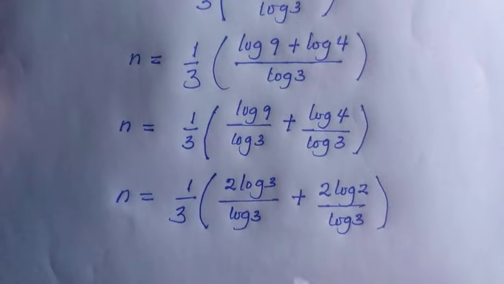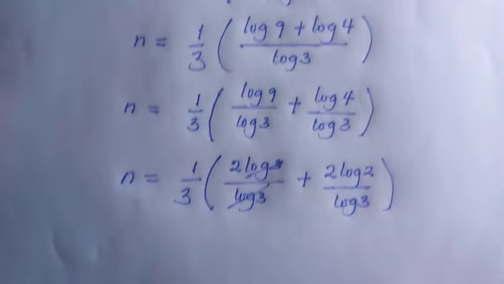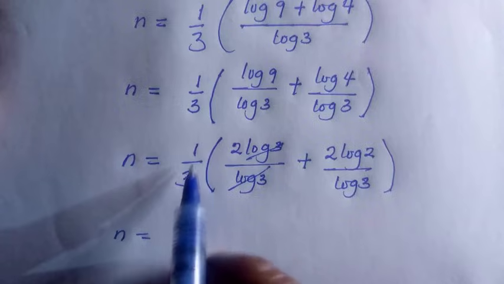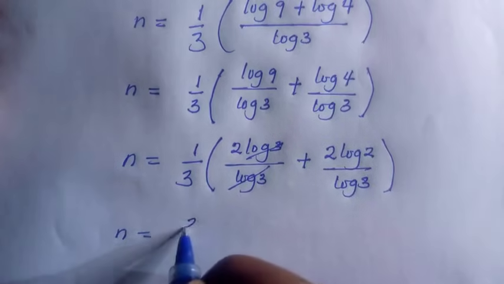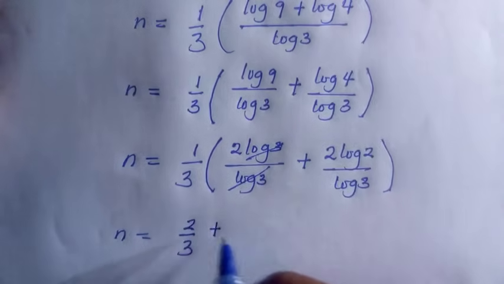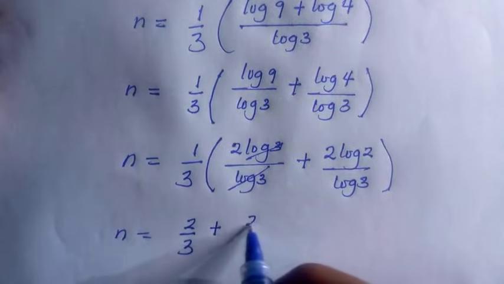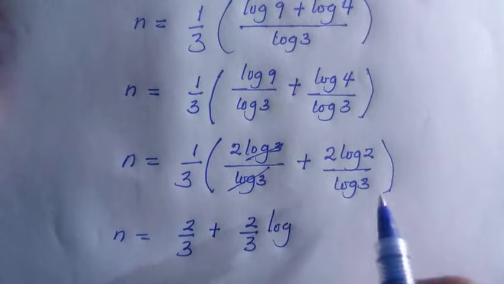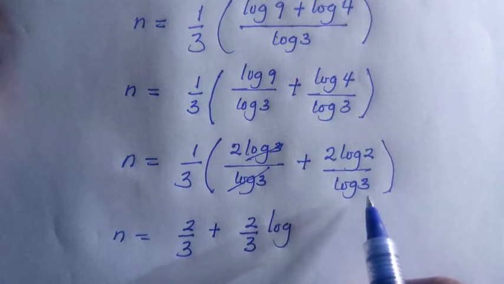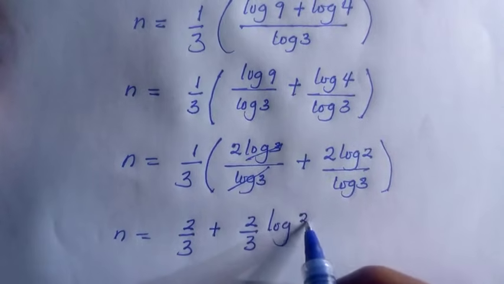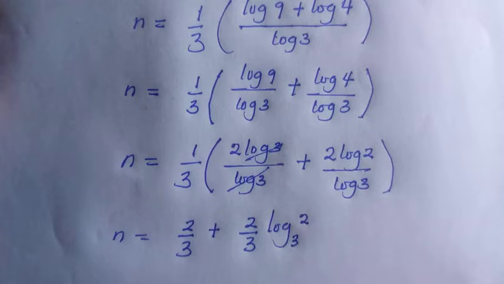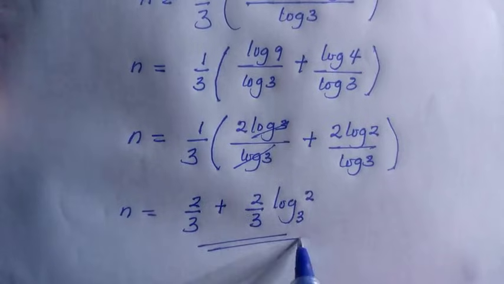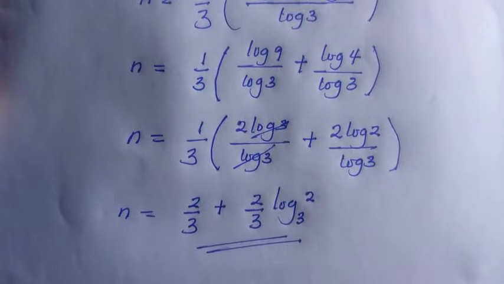From what we have here, log 3 cancels log 3. Then suppose we expand this one with 1 over 3. So here becomes 2 over 3 plus, when we multiply 2, we also have 2 over 3. Then here becomes, we know we have log 2 divided by log 3, so we can write it as log 2 base 3. That is the rule. So, as usual, we are done. Here is the solution that satisfies this problem.